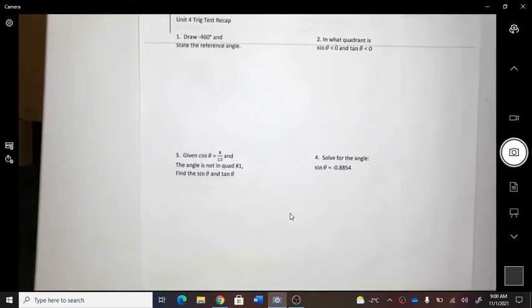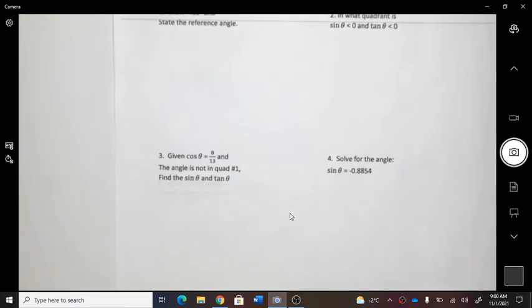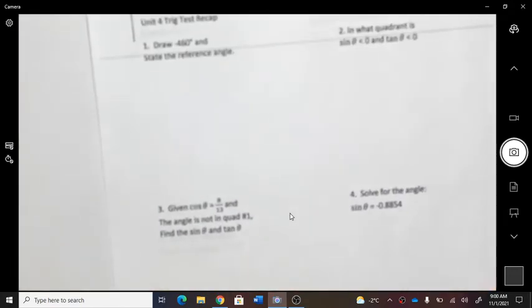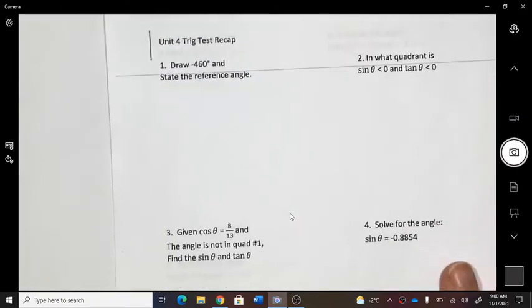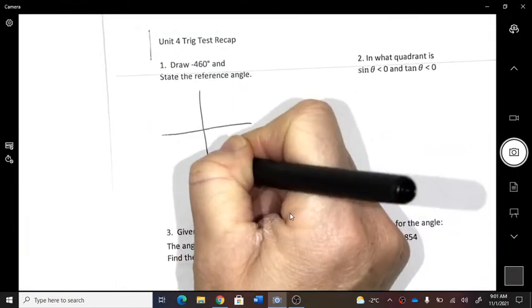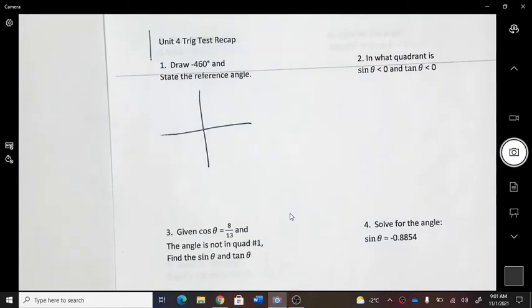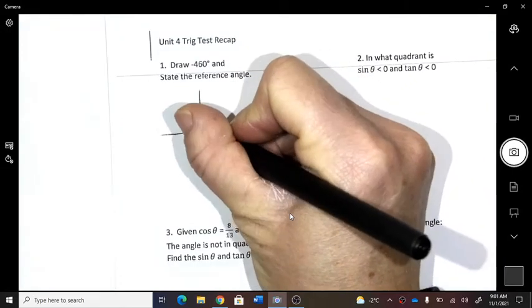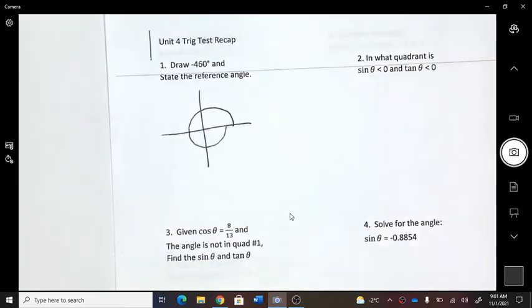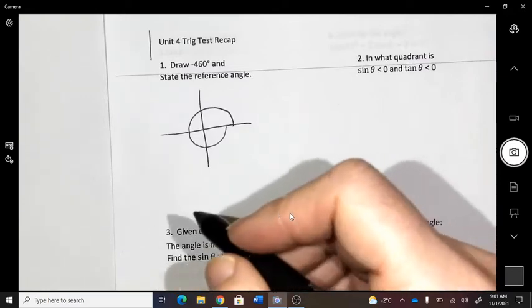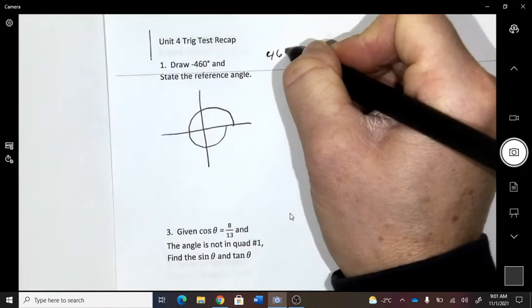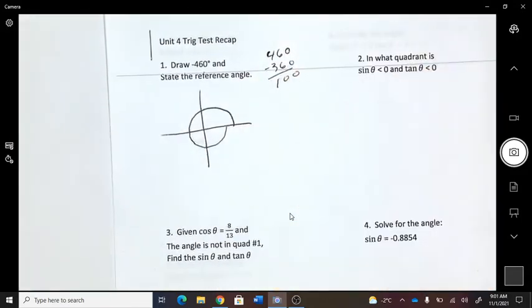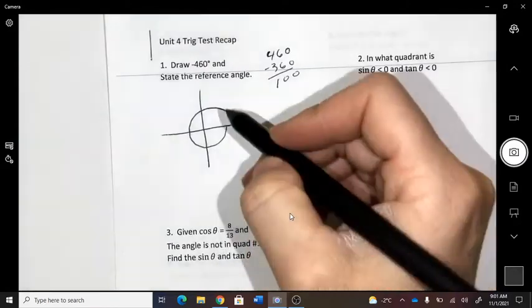First outcomes that we talked about was how to draw an angle. So I was given negative 460. Negative, you know what that means, to go downward. So I'm going to go an entire circle backwards, because that's 360. How much further am I going to have to go yet? 100 more, right? Because 460 subtract 360. 100 more. Where do you land if you go 100 more?